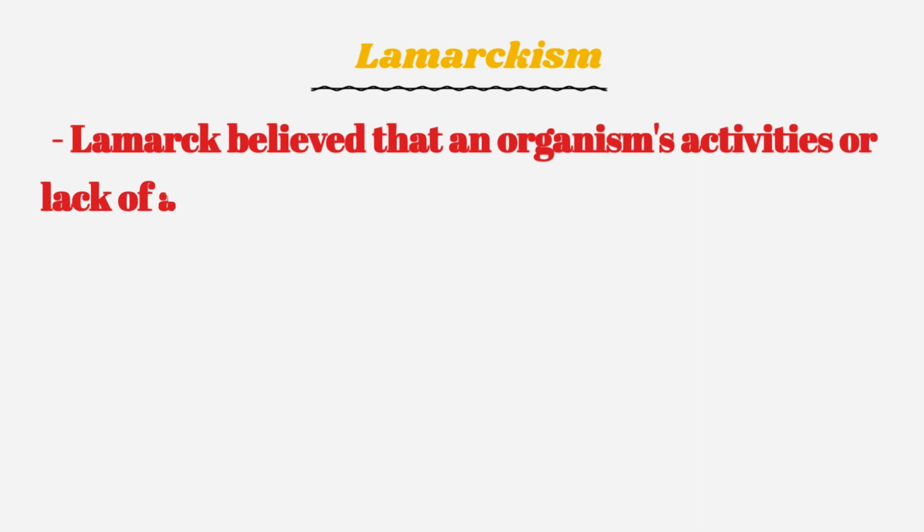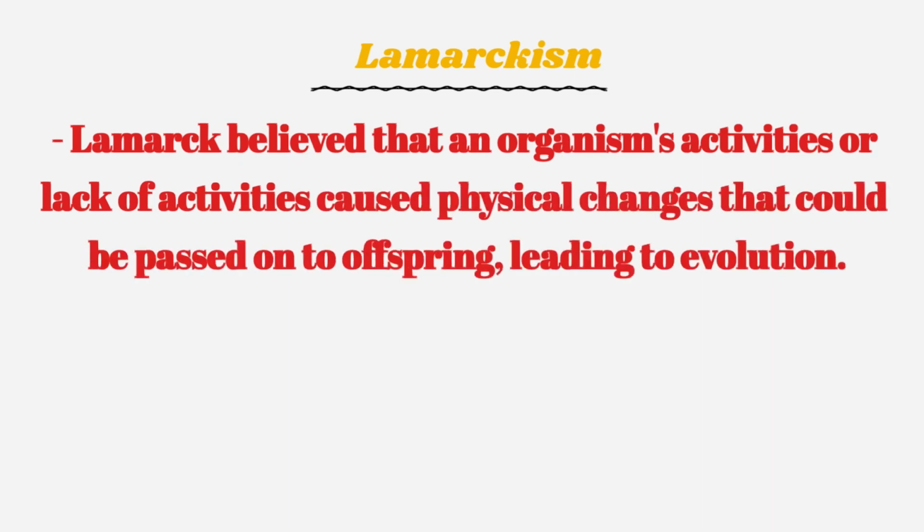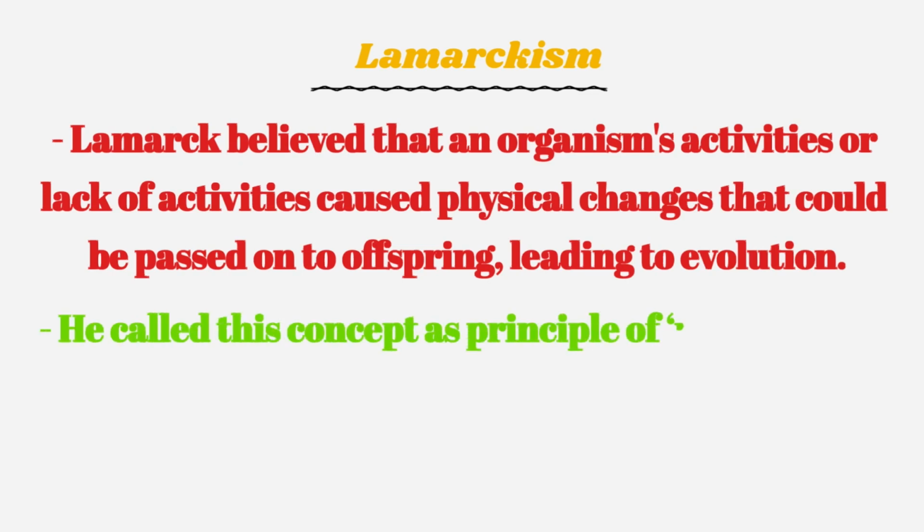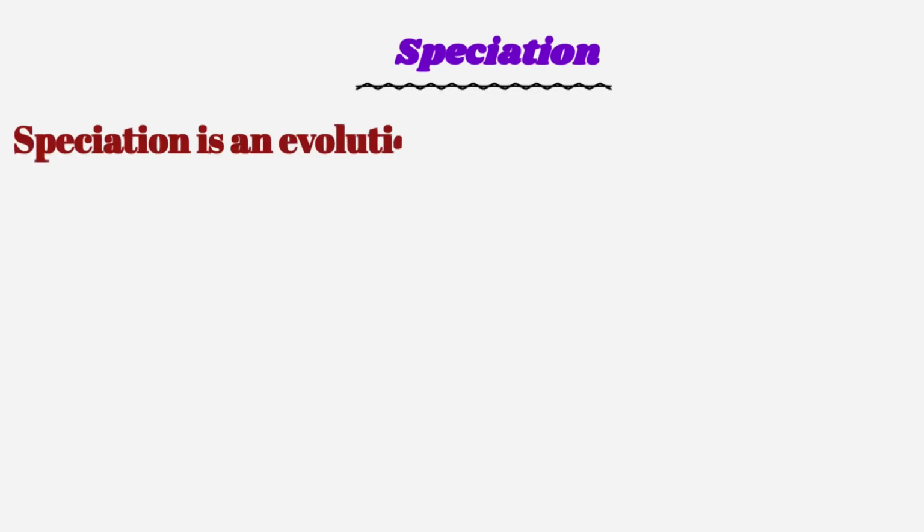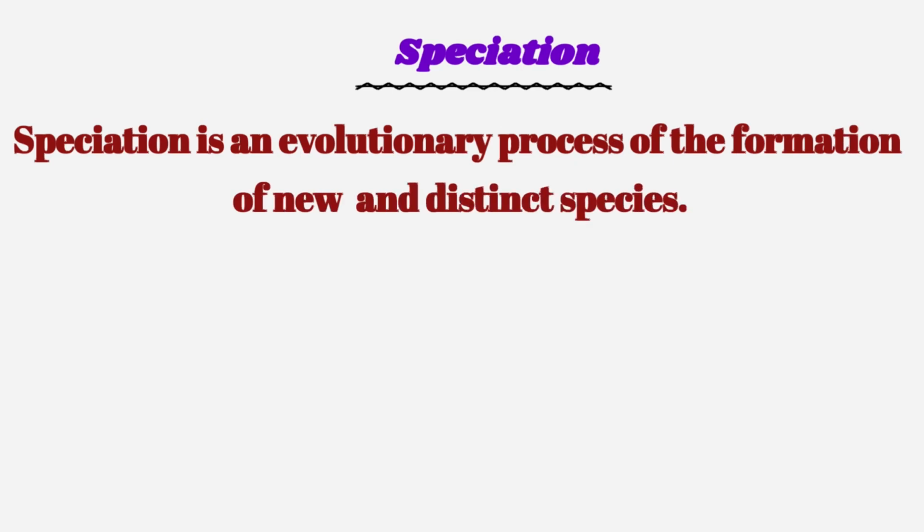Lamarck believed that an organism's activities or lack of activities caused physical change that could be passed on to offspring, leading to evolution. He called this concept the principle of use or disuse of organs. Now let us move forward and learn something about speciation. Speciation is an evolutionary process of the formation of new and distinct species.